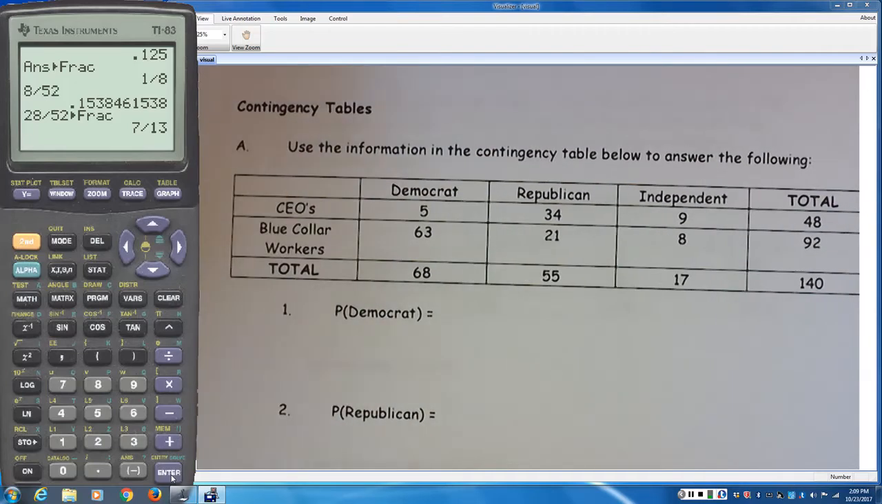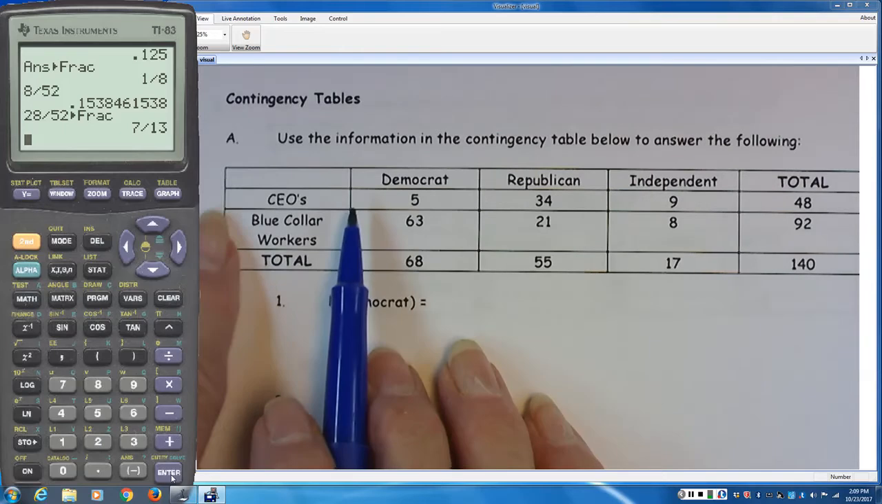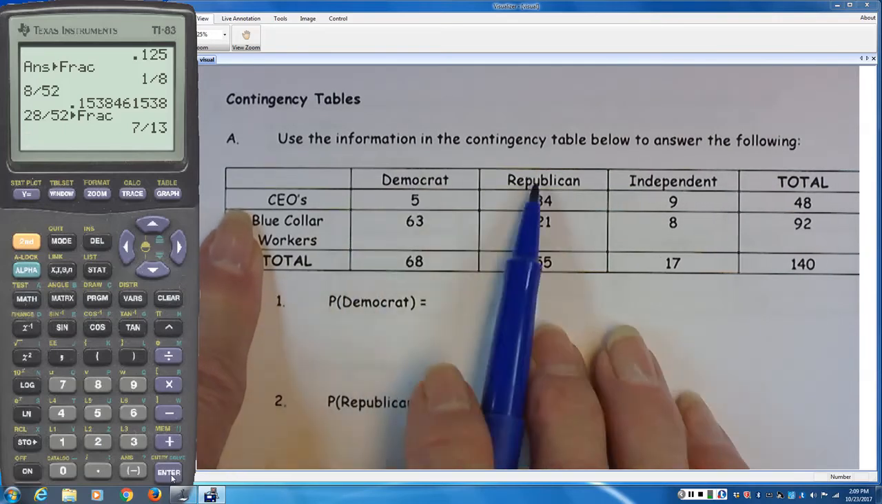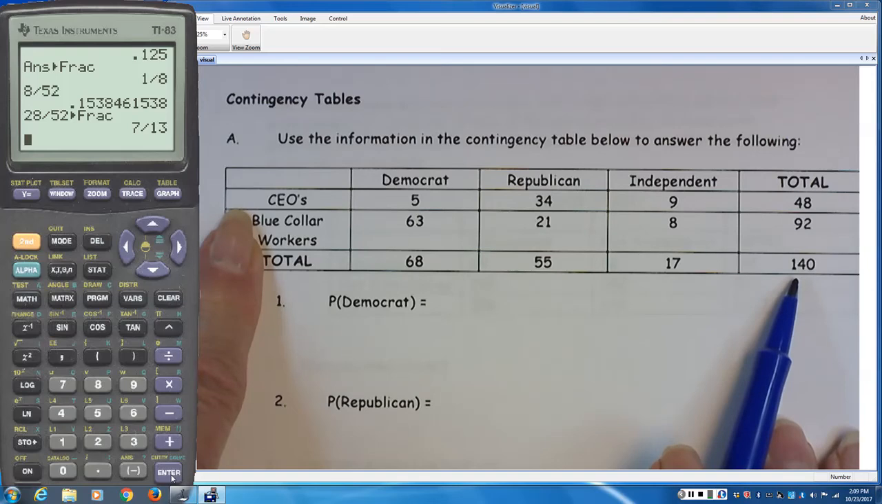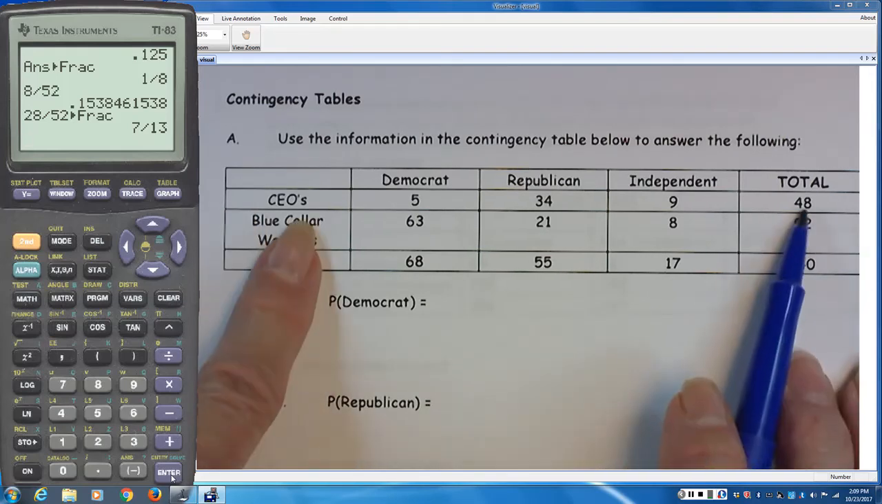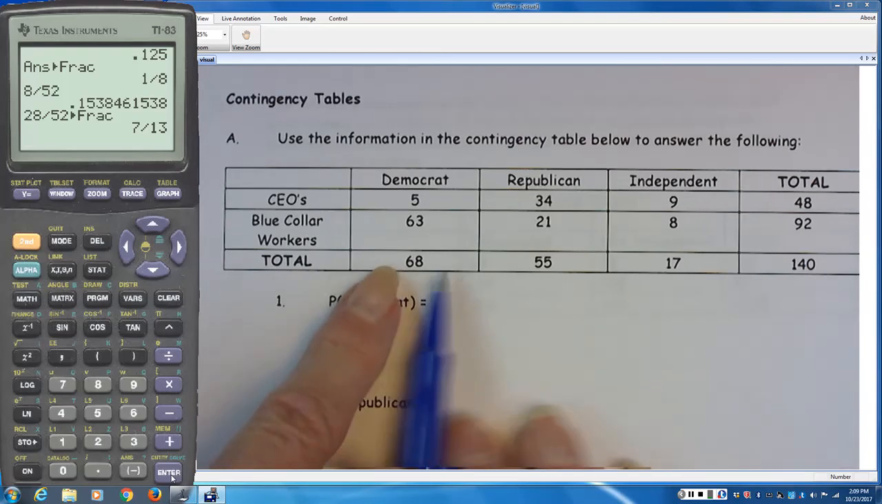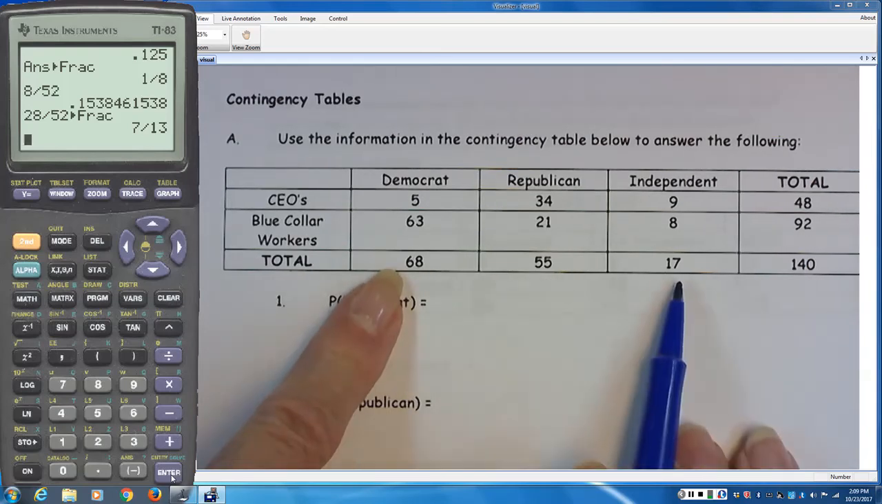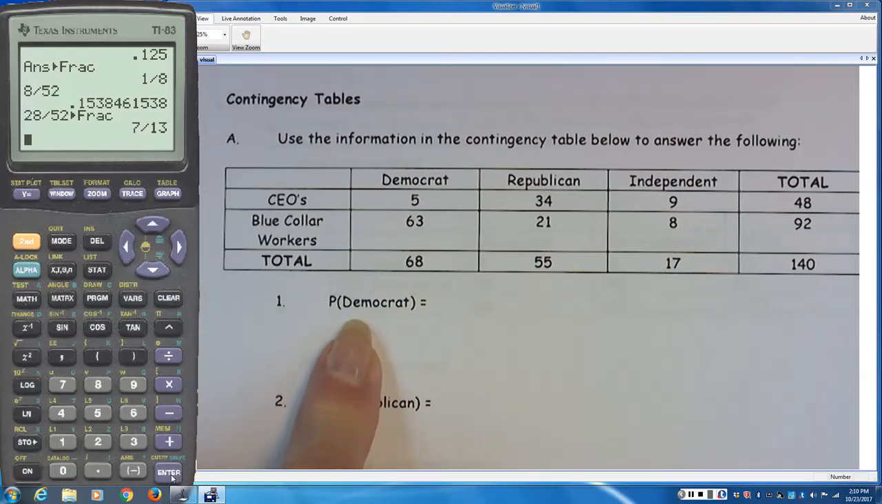So it says use the information in the contingency table to answer the following. We have people that are classified according to whether they're Democrat, Republican, or Independent. We have a total of 140 people. 48 of them are CEOs, and 92 of them are blue-collar workers. We have 68 Democrats, 55 Republicans, and 17 Independents. What's the probability if we select one person at random out of those 140 people that we select a Democrat?